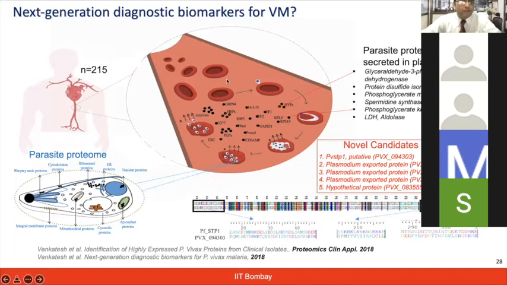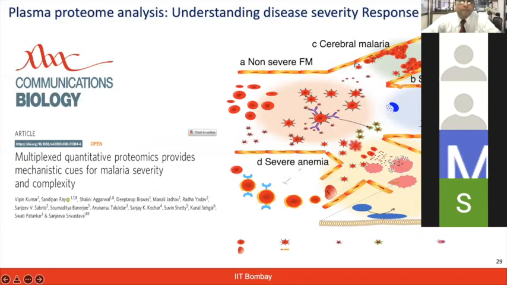And therefore, we looked at various types of patient samples, like their blood samples and the parasite samples, to find out what could be the specific peptides or proteins which are only present in vivax and not present in falciparum. And looking at those, we can now identify some novel candidates which could be taken forward for developing a vivax-specific test.